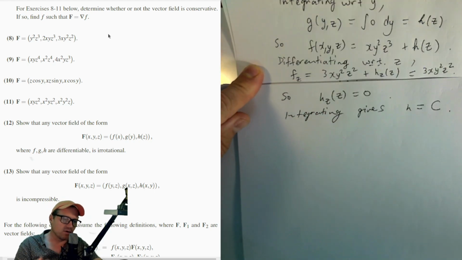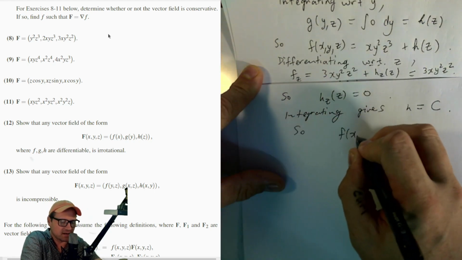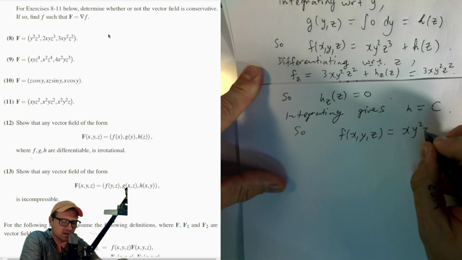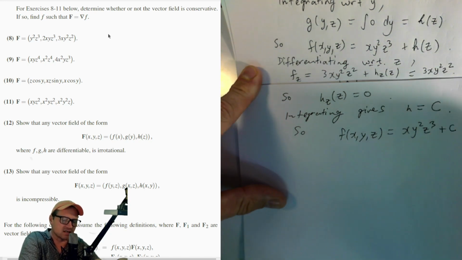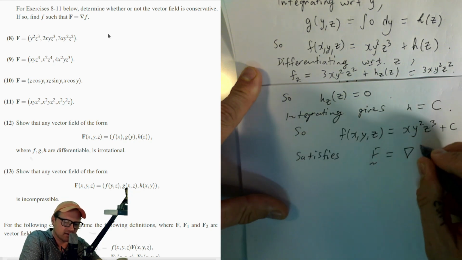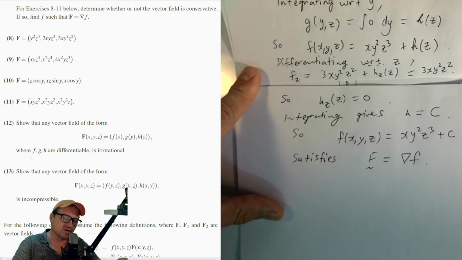All right, and so then what we've learned is that f of x, y, and z is equal to xy squared z cubed plus a constant, and this satisfies uppercase F equal to grad of lowercase f. So we found our potential function.